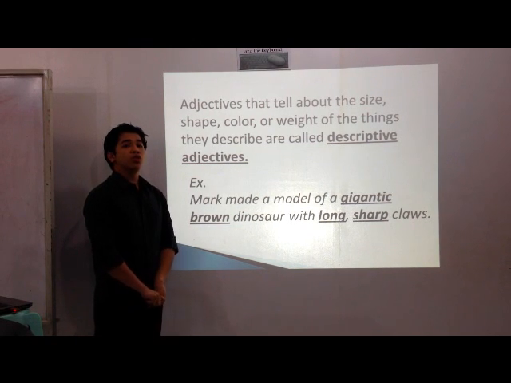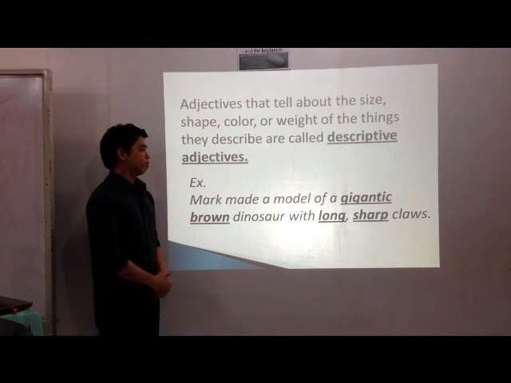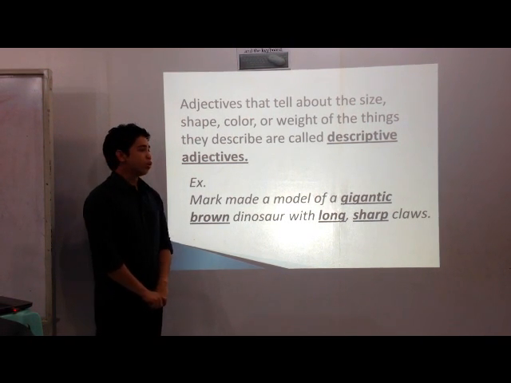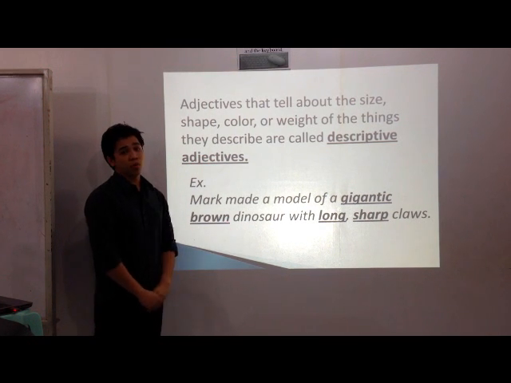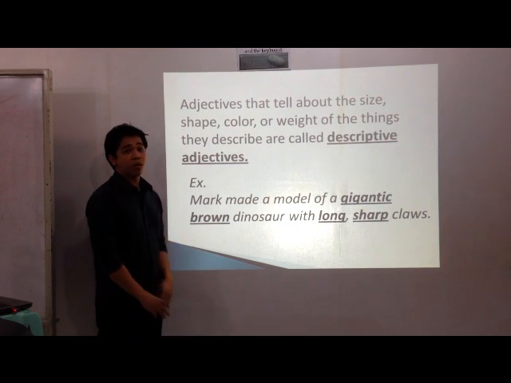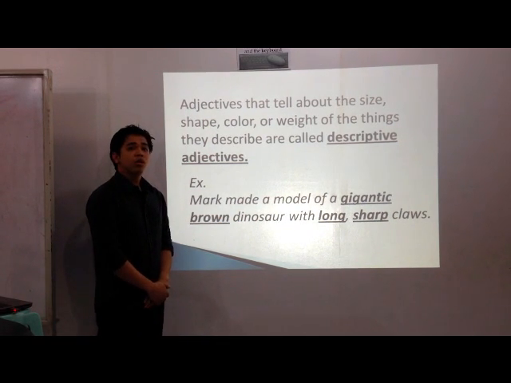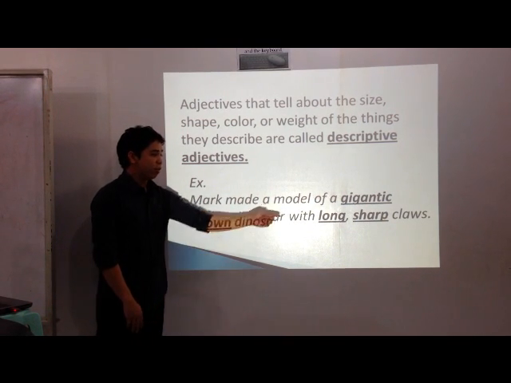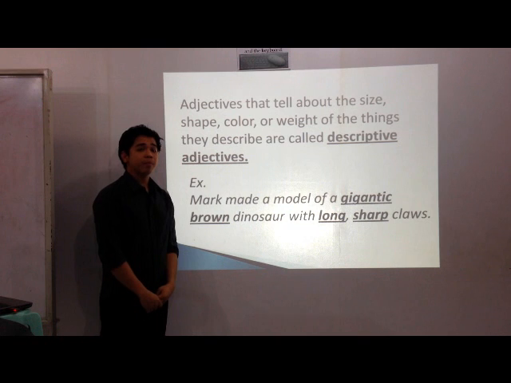Now, what are the words used to describe Mark? Can you find any? No, you cannot find anything there. Now, what are the words used to describe the dinosaur? The words used to describe a dinosaur are gigantic and brown. And of course, what are the words used to describe the claws? We have long and sharp.